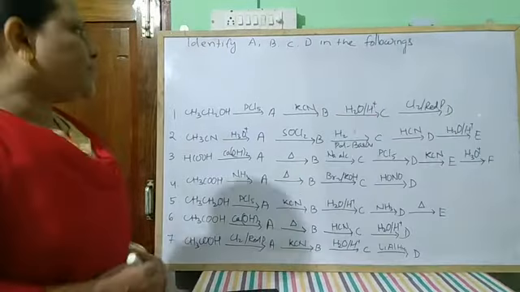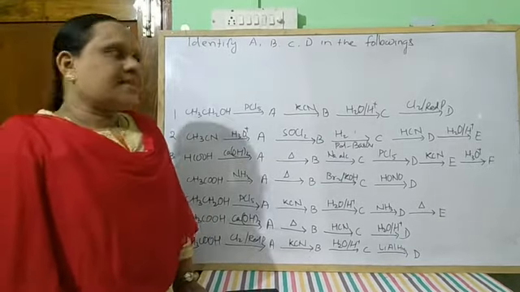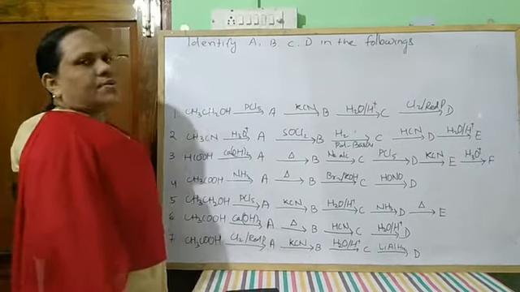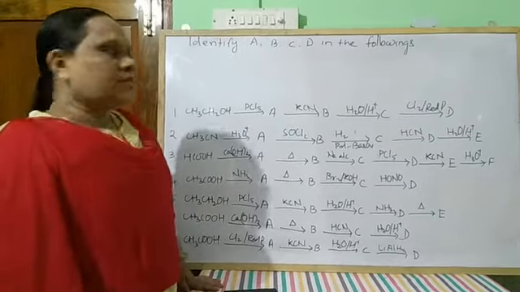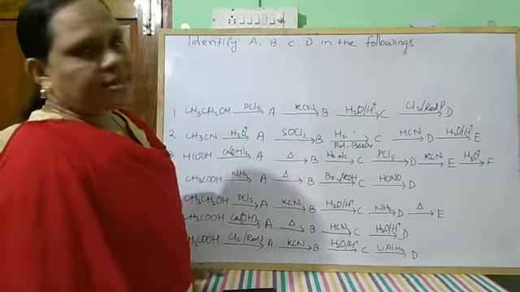Hello students, after completion of preparation and properties of carboxylic acid, next we'll discuss some problematical question answers. Here, identify A, B, C, D in the following.